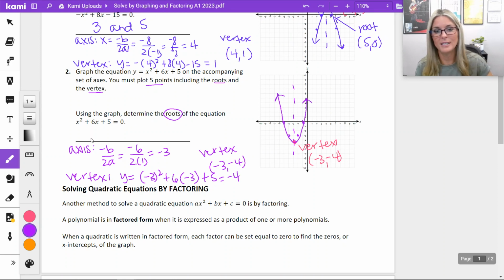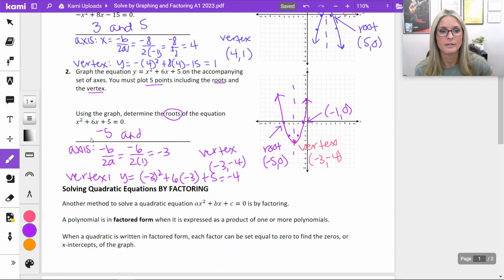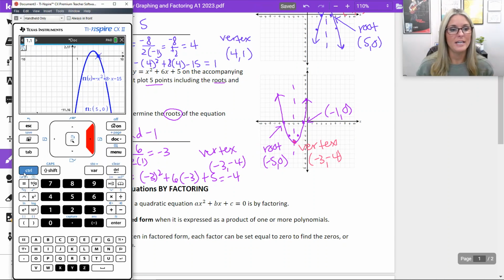Tracing my parabola here, we have a root or x-intercept here at negative 5, 0, and the other one is right here at negative 1, 0. So to answer our question, use the graph to determine the roots. We had negative 5 and negative 1. Let's graph it on the calculator to show it there.